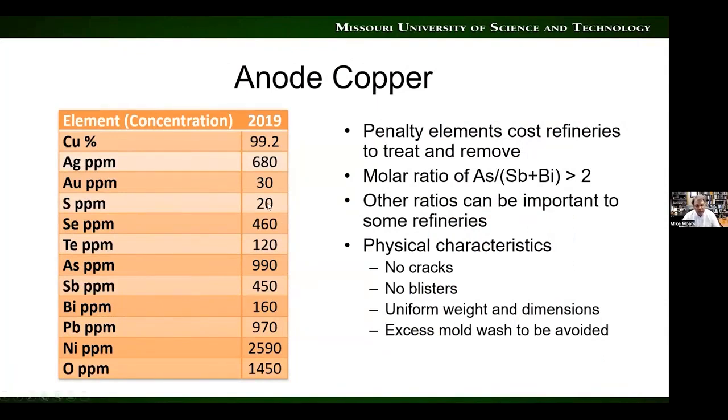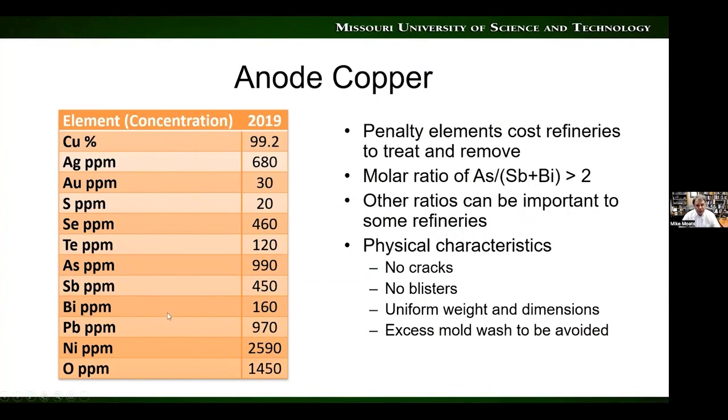This is data from about 30 different refineries around the world, and these are average values. So you can see that a copper anode material is about 99% copper with a lot of impurities. Many of these impurities are what are called penalty elements, and mining companies are charged against them when they sell their concentrate, because in refineries it costs money to treat and remove them. So elements like arsenic, antimony, bismuth, lead, selenium, and tellurium. These elements are also now what are called critical minerals or elements, and we'll talk more about them later.